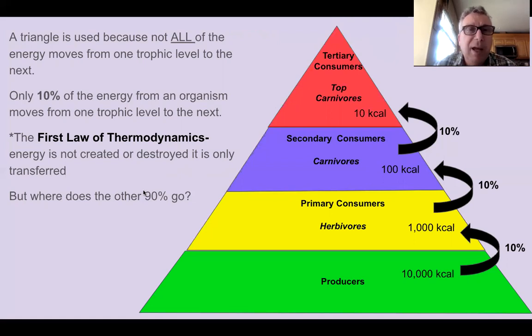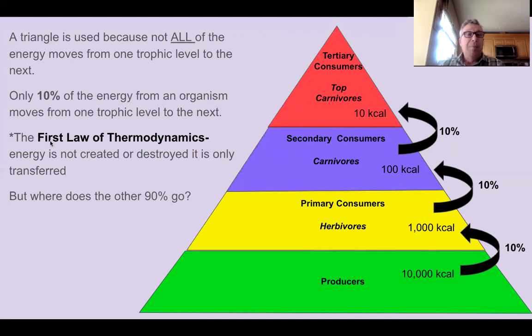Only 10% of that energy from an organism moves up from one trophic level to another, right? So the first bullet point says a triangle is used because not all the energy moves from one trophic level to the next, right? Only 10% of it gets passed on. So if we have 10,000 calories or kilocalories available for the producers, only 1,000 of that will be available for the consumers. Only 100 kilocalories will be available for the secondary consumers, and so on. So 10%, all right? So you just take off a zero.